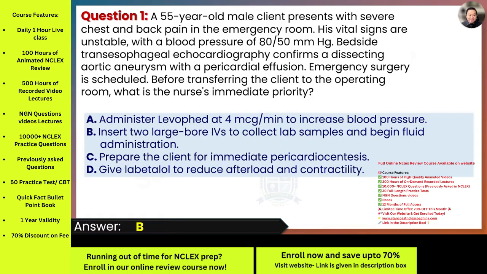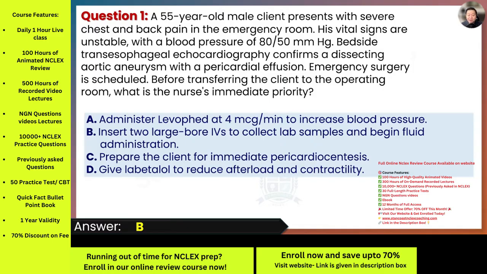Now, what about letter A? Why is this incorrect? It said administer Levophed at 4 micrograms per minute. Well, this is incorrect because the patient is likely to have hypovolemic shock due to the blood loss from the dissection. And when you give vasopressors without volume resuscitation, this can worsen organ perfusion and further strain the already compromised aorta.